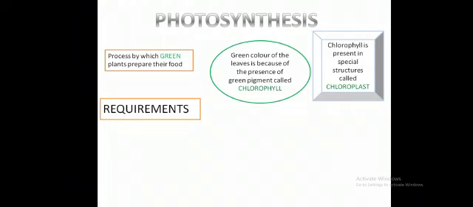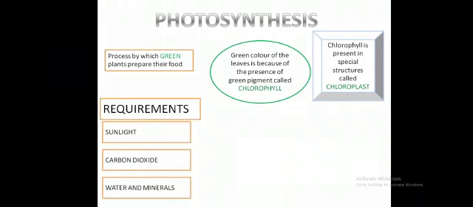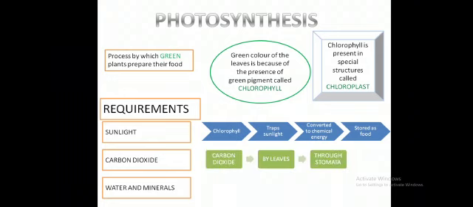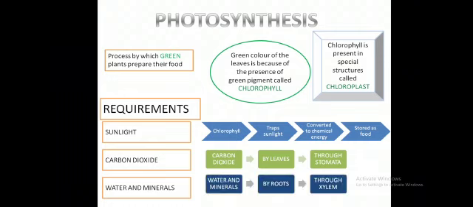What are the requirements of photosynthesis? We will recall it: sunlight, carbon dioxide, water and minerals. Now sunlight is taken in by the chloroplast. It traps the sunlight and converts it to chemical energy. Now this chemical energy is stored as food. Coming to carbon dioxide. Carbon dioxide is taken by the leaves through stomata. We will go to water and minerals. Water and minerals are absorbed by the roots and they are transported through xylem.